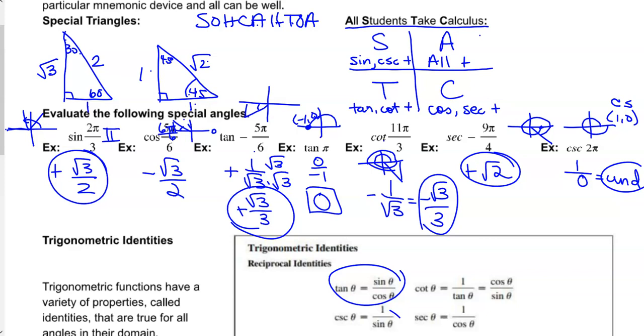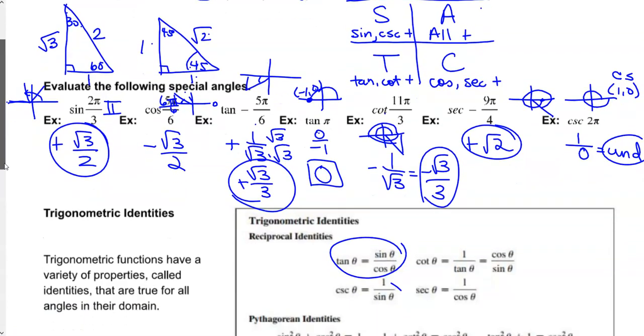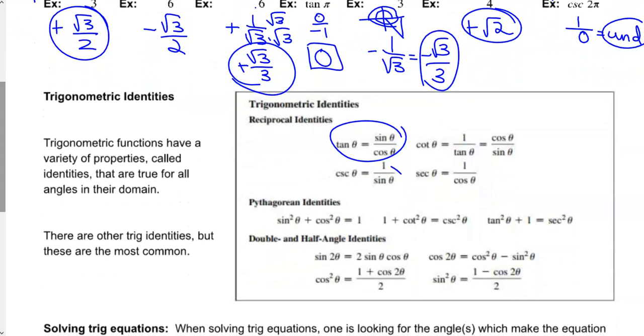So it's okay to get undefined answers. Those things happen, and make sure you don't get confused between having a 0 or an undefined, because that can be tricky. If it's 0 over 1, it's definitely 0 like we have here. But if it is ending up 1 over 0 or any other number over 0, that is undefined.